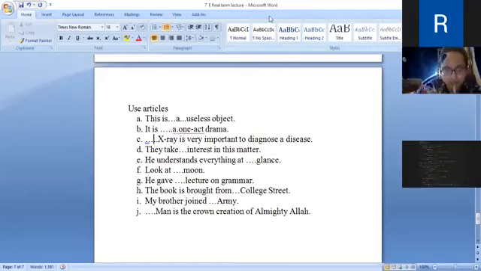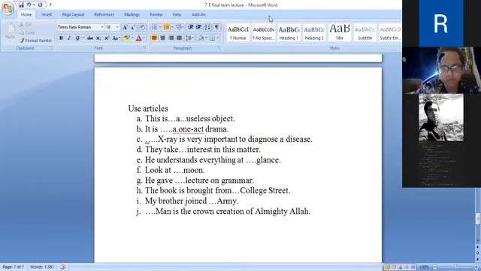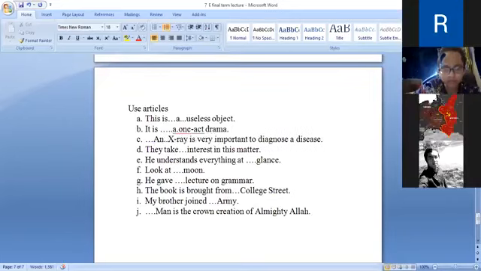Then question number C. Sir, make me understand. Which one? C. Look at the sound. C, X-ray. That means the vowel sound comes, that's why it will be N. Clear? Yes, sir, clear.